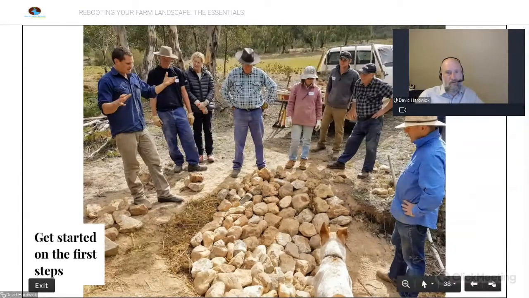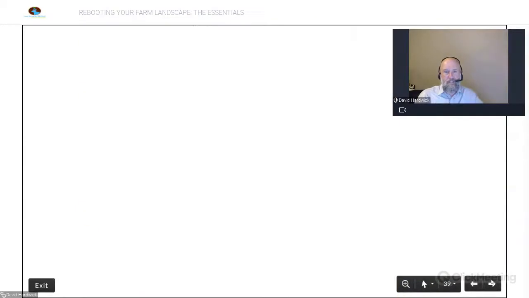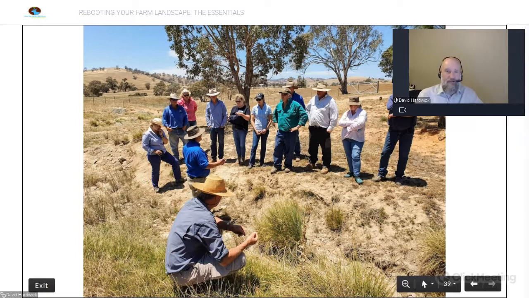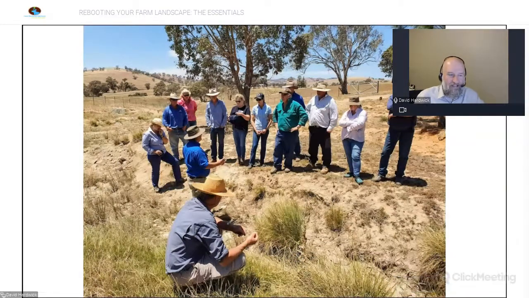So I think I've sort of covered off those key processes of rebooting your landscape. This is the official end of the presentation. I've probably gone through it faster than what I thought I would. But yeah, so you can see that this is just a group, a Mudgee Landcare group, again just talking about some solutions for that little gully that's a bit of a problem for the landholder, and trying to come up with a win-win situation.